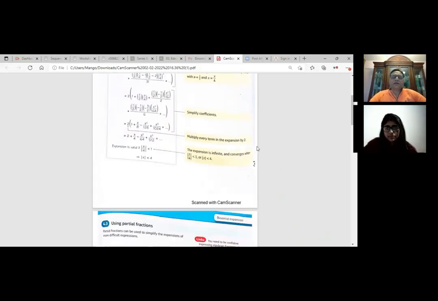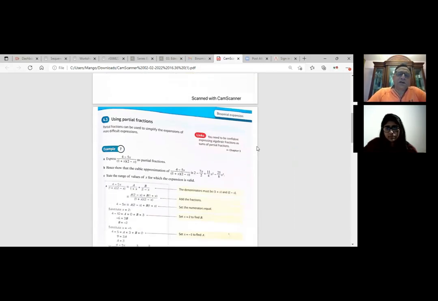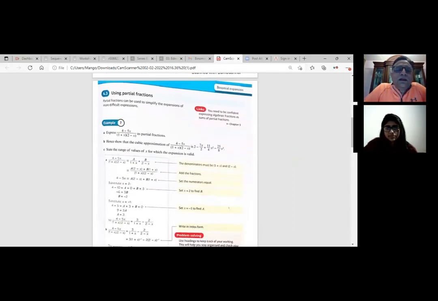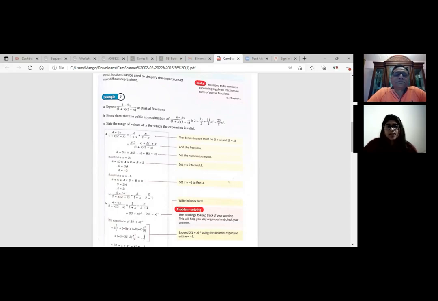Now let's look into the second type of questions which you have. Using partial fractions. I love this topic. Can you please read what this example is talking about? Yeah, so partial fractions can be used to simplify the expansions of more difficult expressions. So example 7, express (4 minus 5x) over (1 plus x)(2 minus x) as partial fractions.